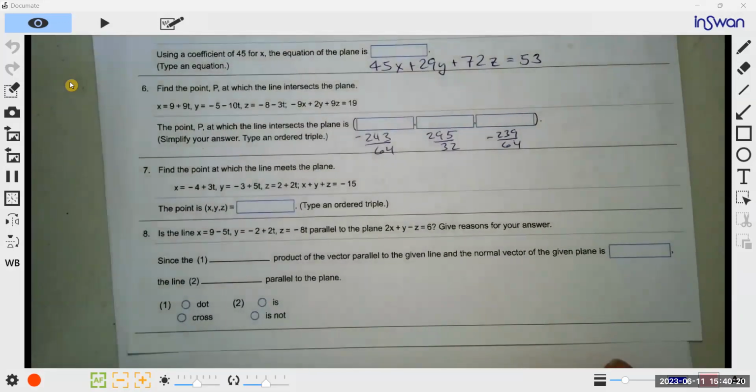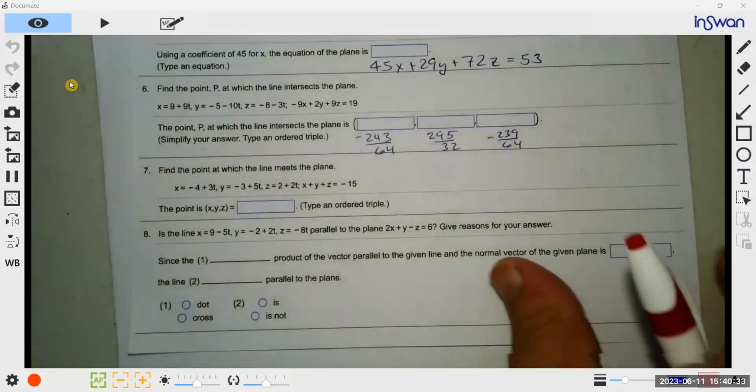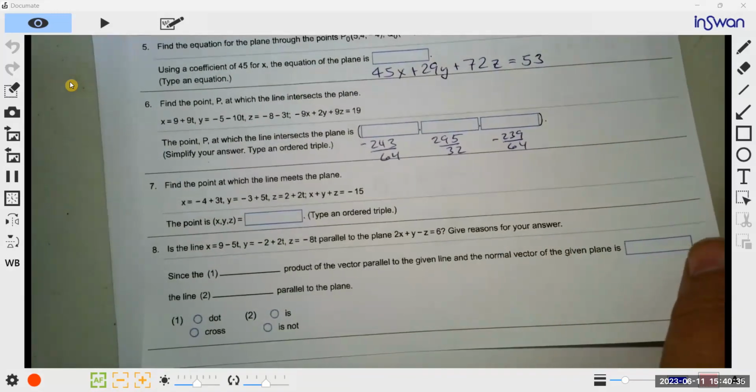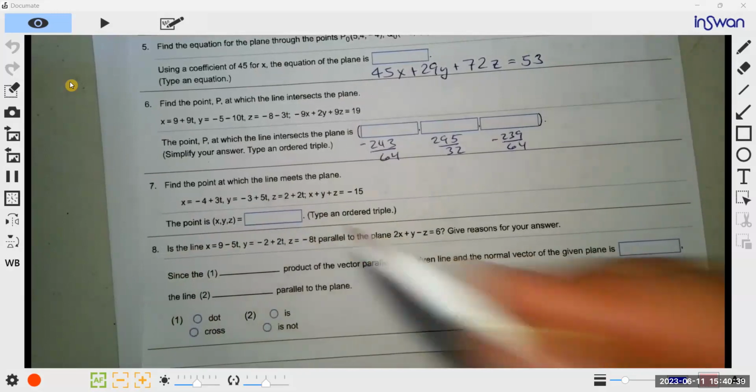Okay, the next one. Find the point at which the line meets the plane. So pretty much the same thing we're looking for here. We have to plug this into the coordinate equation, solve for t, plug it into these equations, and then it'll give us a point.